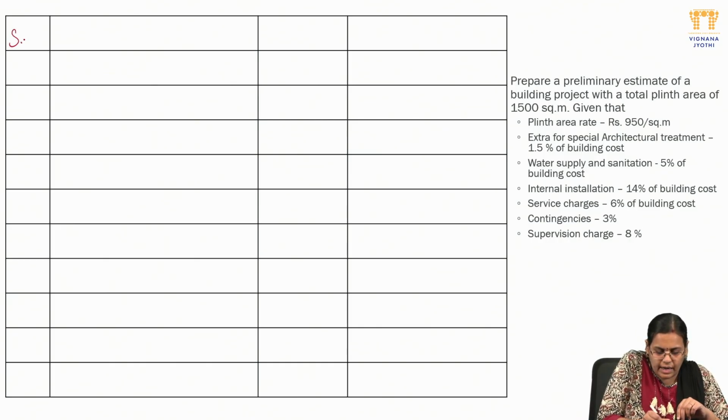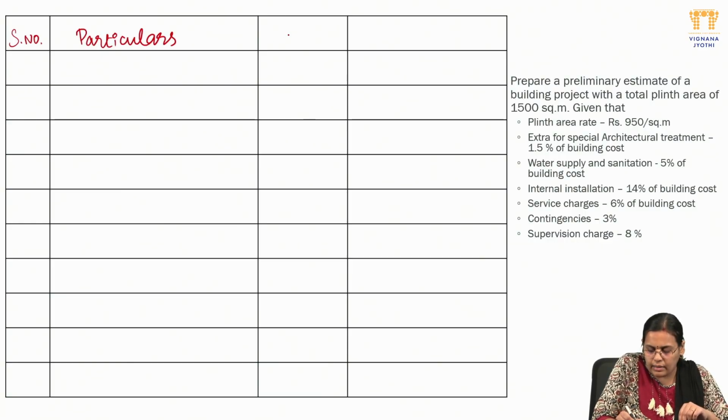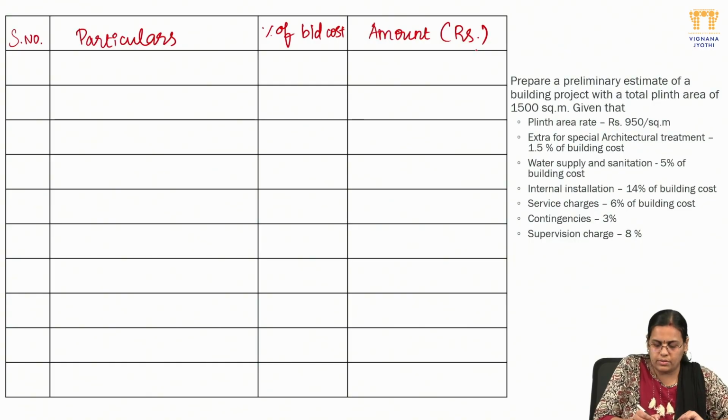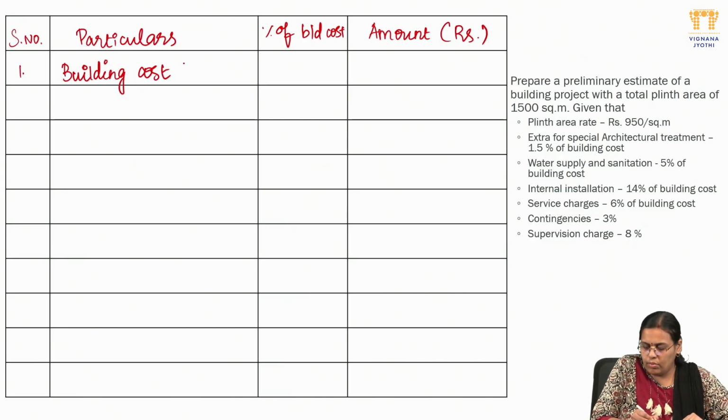And first write down serial number, then particulars, and then percentage of building cost, then amount, which would be in terms of rupees, right? So rupees. So the first one is we need to calculate what is the cost of construction of your building. So building cost would be equal to, there is no percentage for it.